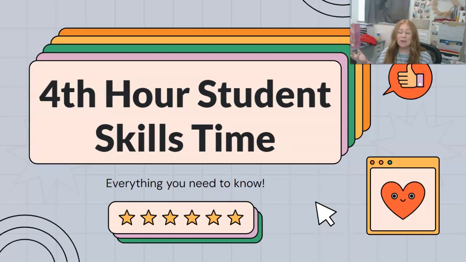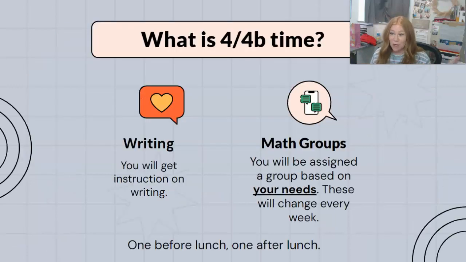You're probably wondering what on earth we are going to do in here? Well, we're going to find out together. So we have 4A and we also have 4B. You have one before lunch and you have one after lunch. Every single day they'll be in the same order.